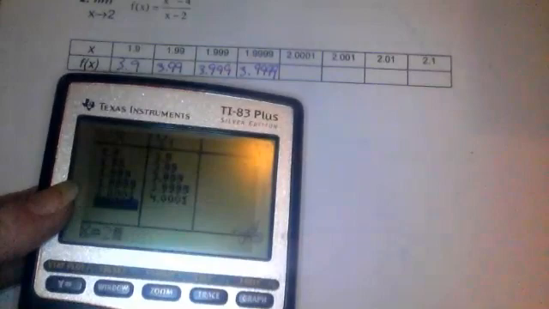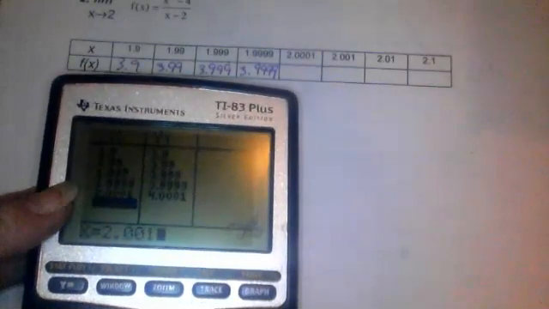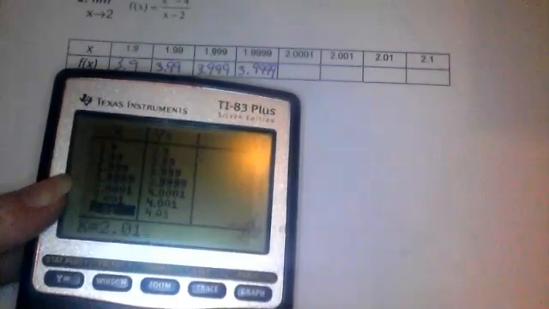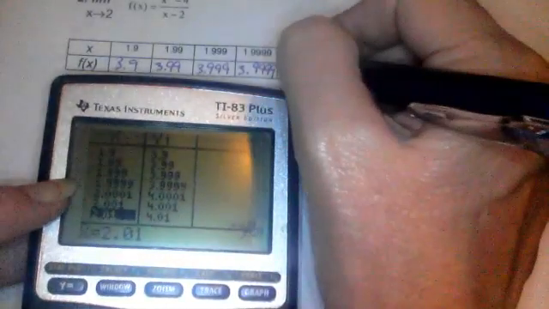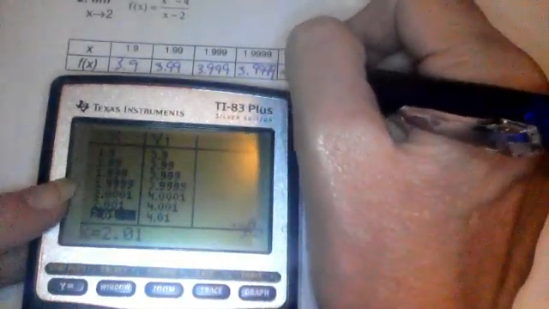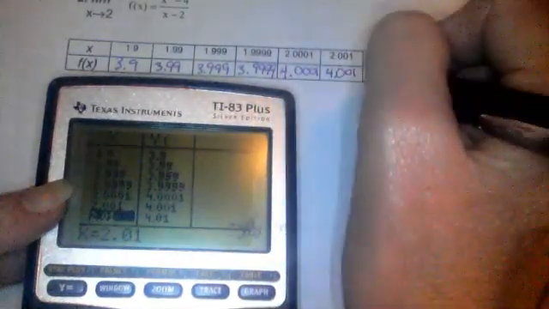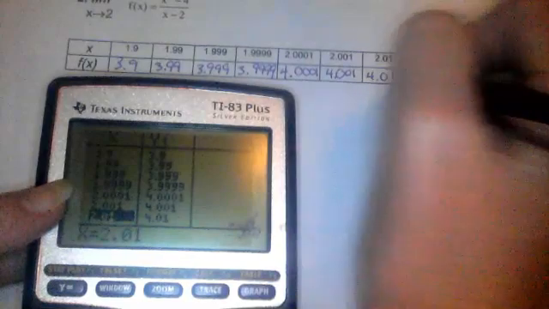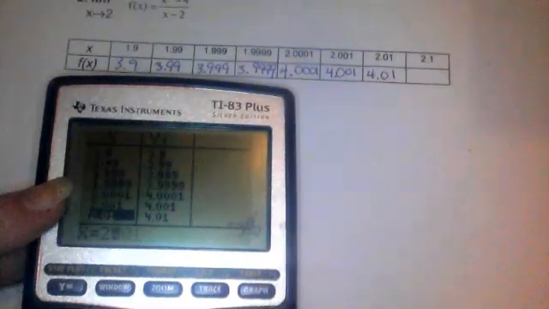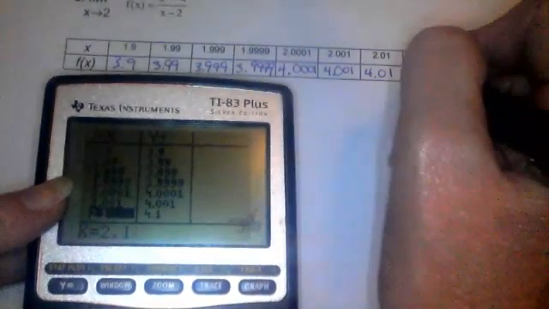2.0001, 2.001, 2.01. So we got 4.0001, 4.001, 4.01, and 2.1, 4.1.